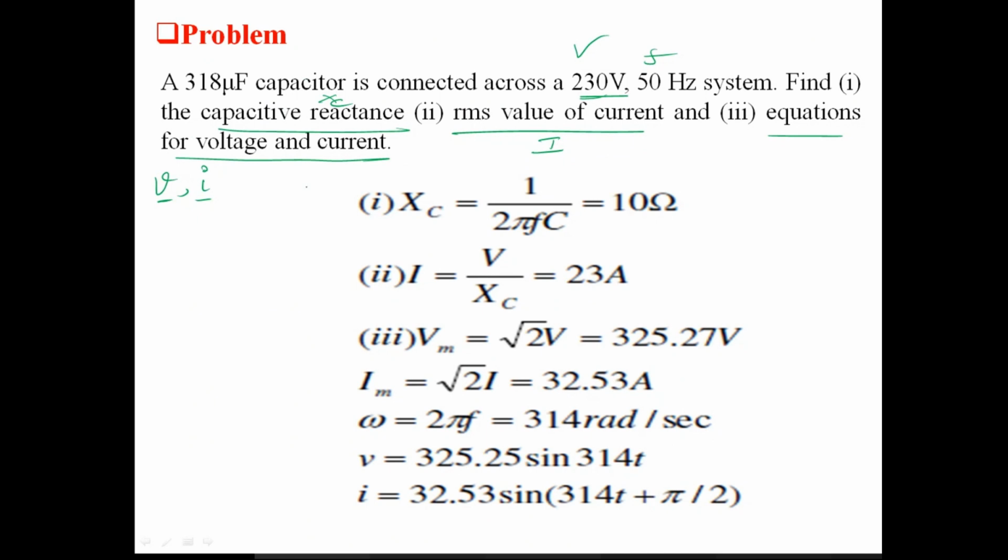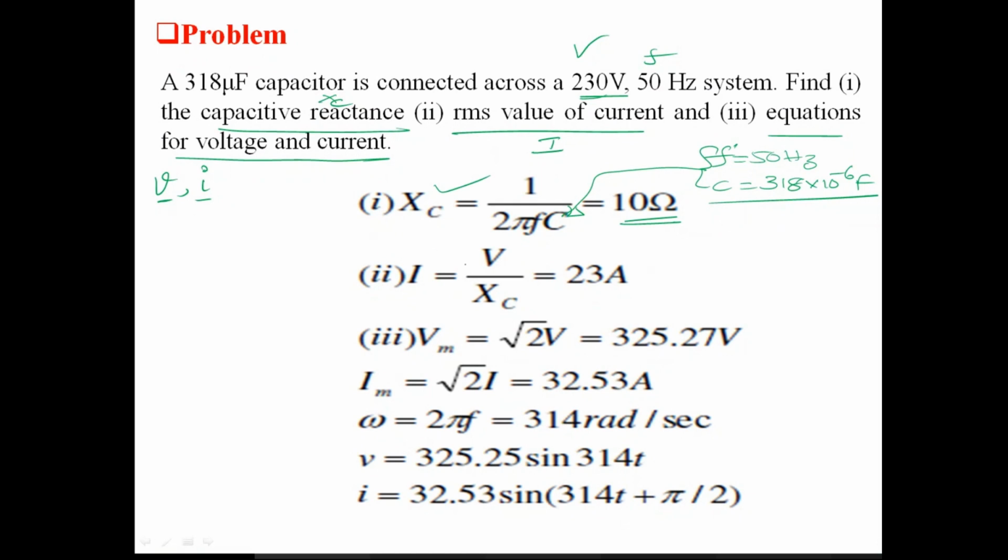From the previous slide we have derived that Xc is equal to 1 by 2 pi f C, wherein f is given as 50 hertz, and capacitance C is given as 318 microfarads, that is 318 into 10 to the power of minus 6 farads, right? And when you substitute these two quantities here, you will get Xc as 10 ohms.